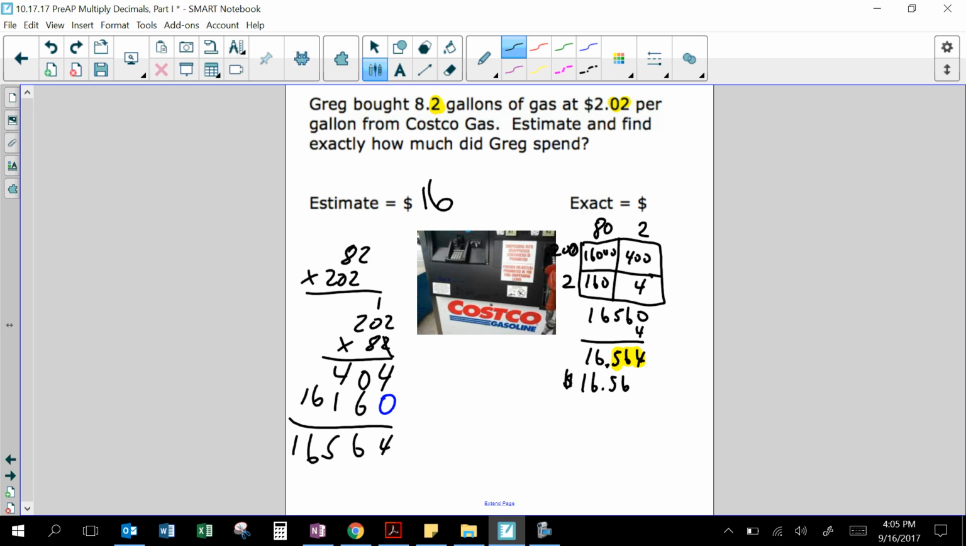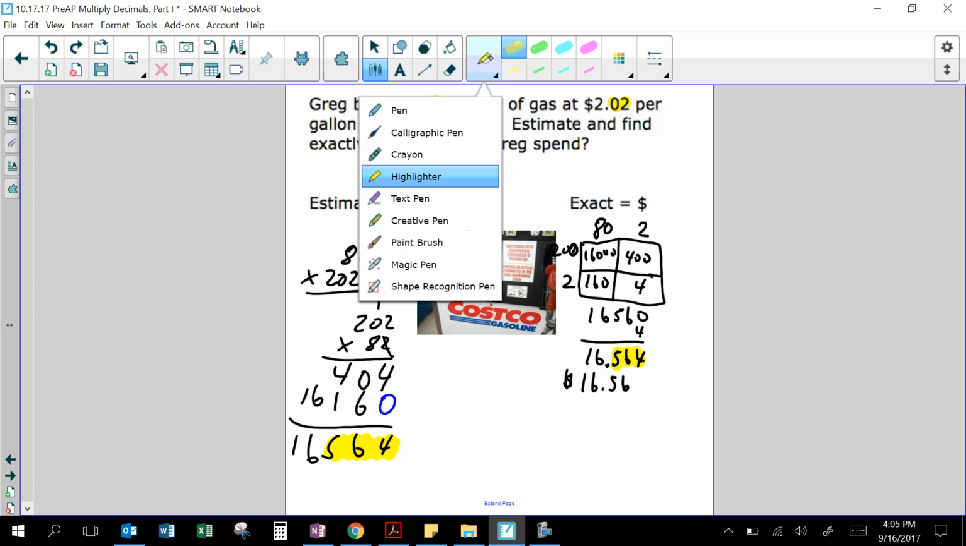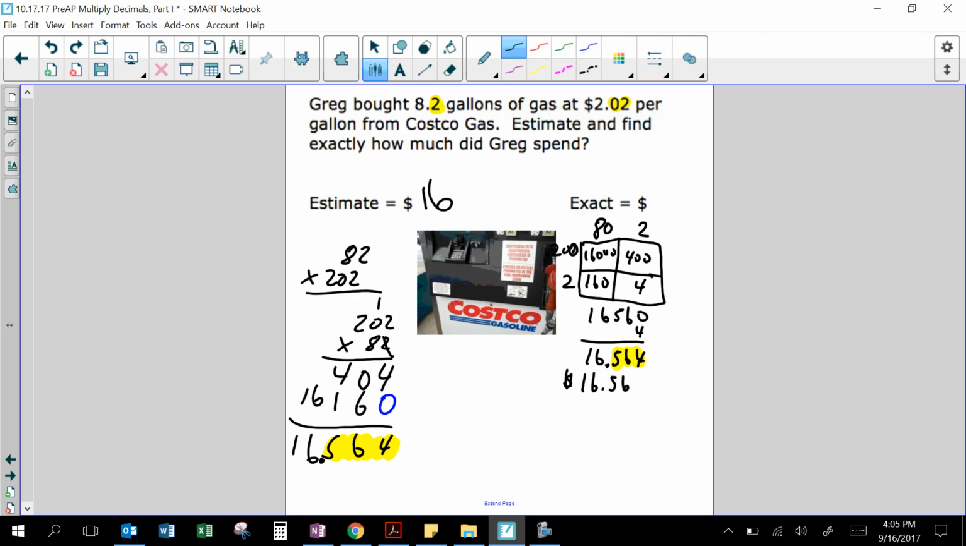So, hey, same number I got last time. There are 3 places behind a decimal point. So here I go, 16.564. And that is how you multiply decimals.